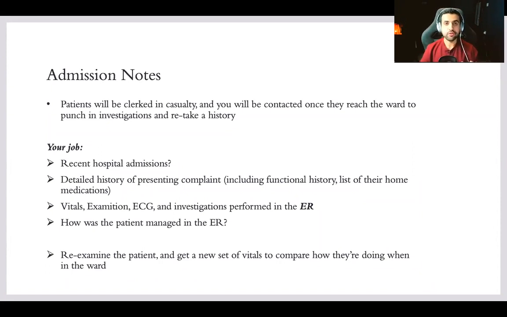After that, you want to do the vitals again. The vitals would have been done already in the ER, but now you want to take the vitals again and record them because you want to compare how the patient is doing before and after they came to the ward. By vitals, I mean blood pressure, the oxygen saturation, the temperature. This is all very important.